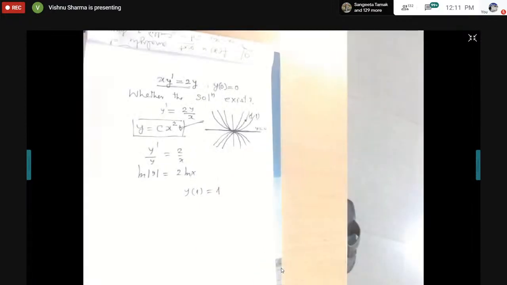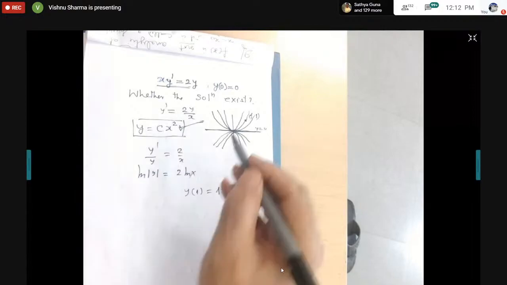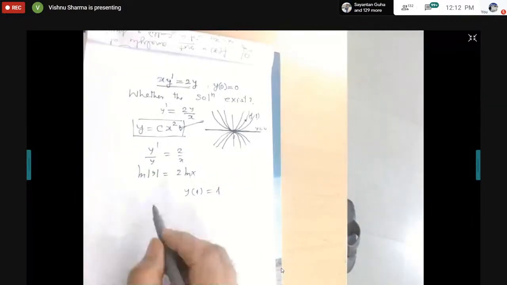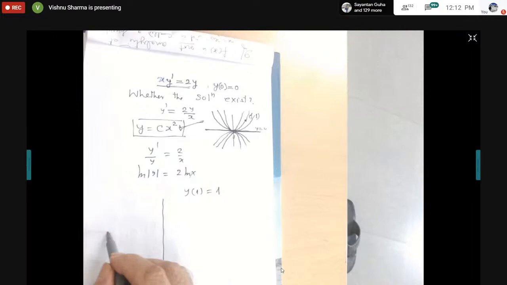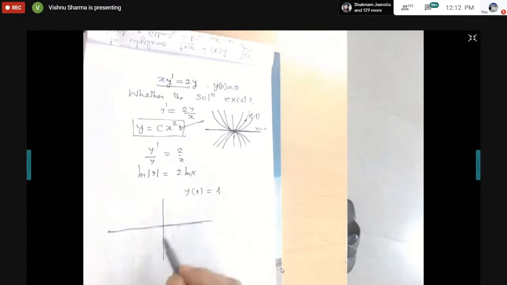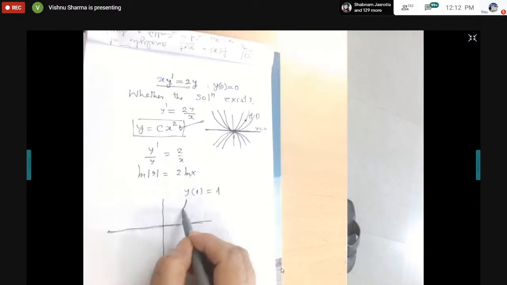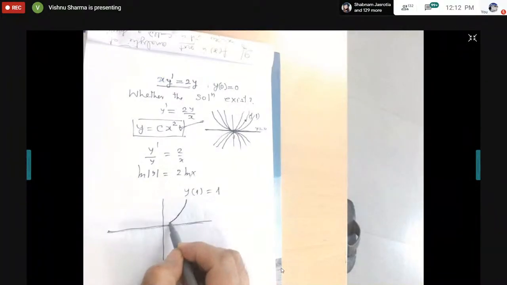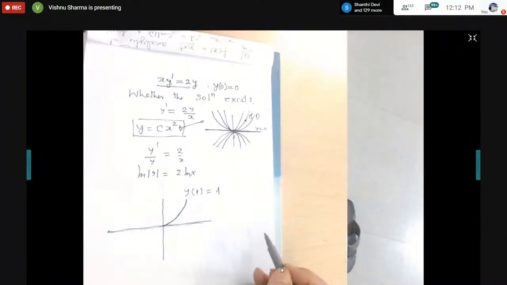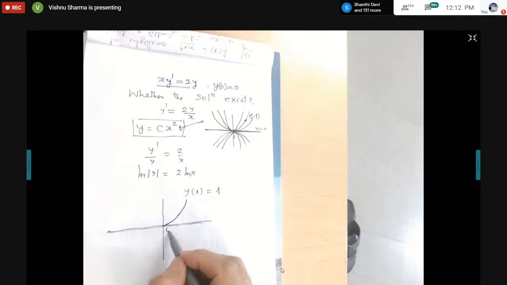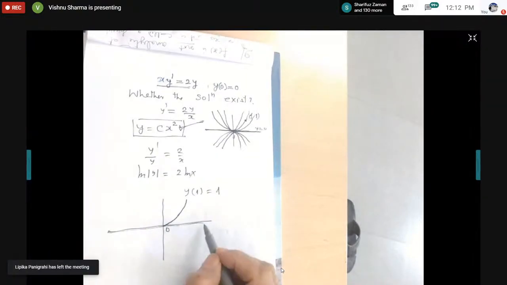Is it unique? Yes, sir. y is equal to x squared. Whether the solution is unique? Yes, sir, it is unique, because we are getting a constant value. It is unique on which interval? Sir, from 0 to infinity. 0 to infinity. All right. What happens on the negative side?